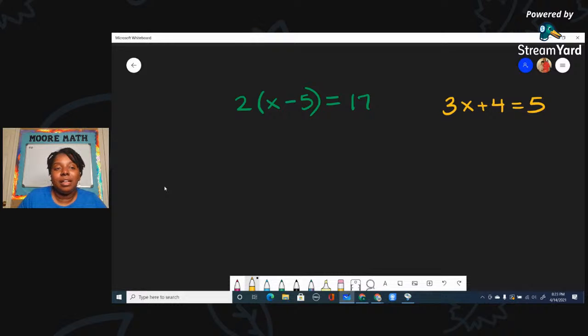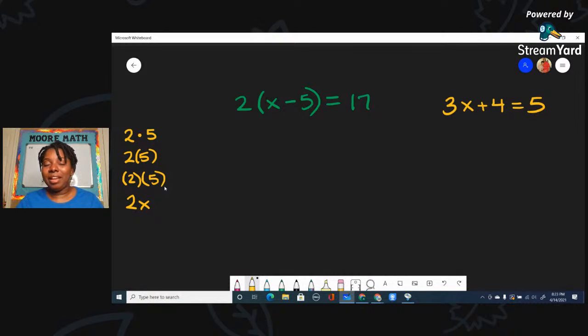What is this? In the past, we've talked about multiplication. Side by side, we multiply. So multiplication can look like this: 2 times 5, or 2 parentheses 5. Both are in parentheses, right? All of these represent multiplication. If it was an x, it would be 2x. Side by side, we multiply. So this right here is multiplication.